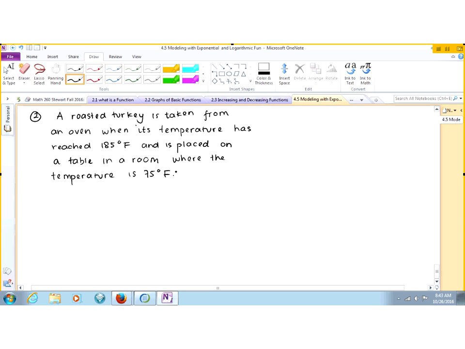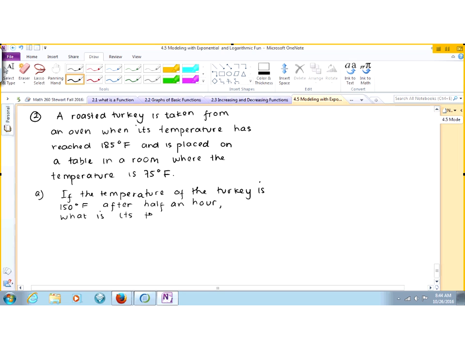It is placed on a table in a room where the temperature is 75 degrees Fahrenheit. Now the question is, if the temperature of the turkey is 150 degrees Fahrenheit after half an hour, what is its temperature after 45 minutes? Aha.